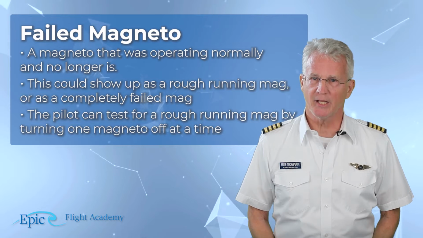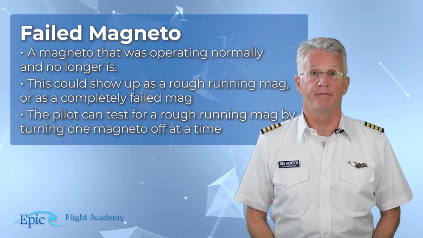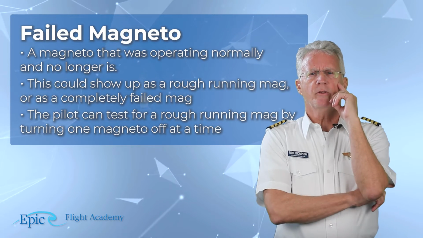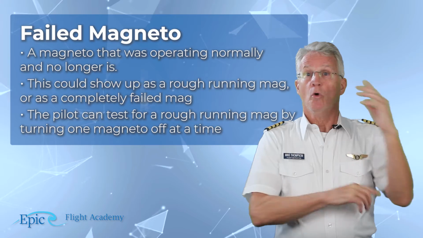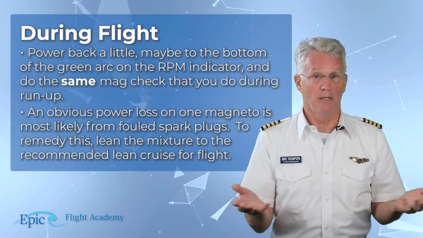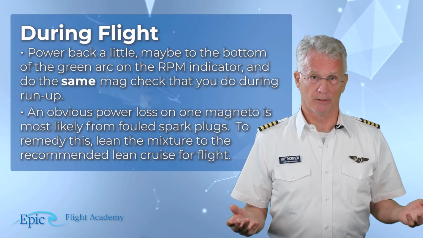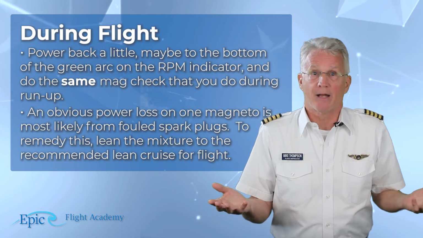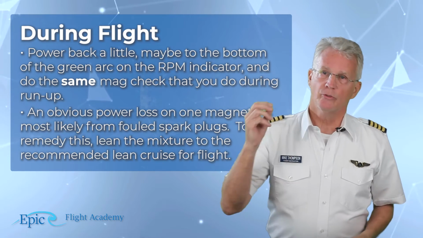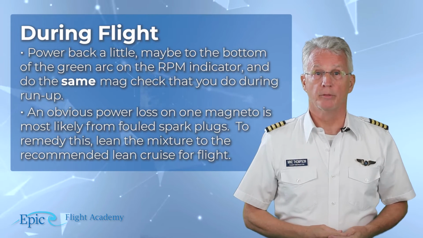The pilot can test for a rough running mag by turning one magneto off at a time. Hey, can I do this in flight? Well, sure. You do it during the run-up at 1800 RPM. So in flight, simply power back a little, maybe to the bottom of the green arc on the RPM indicator, and do the same mag check that you do during run-up.